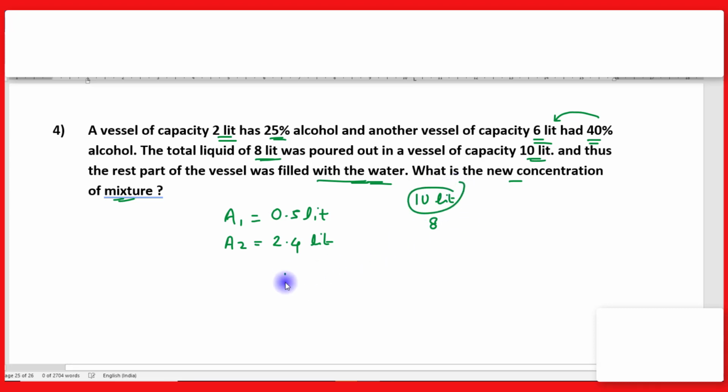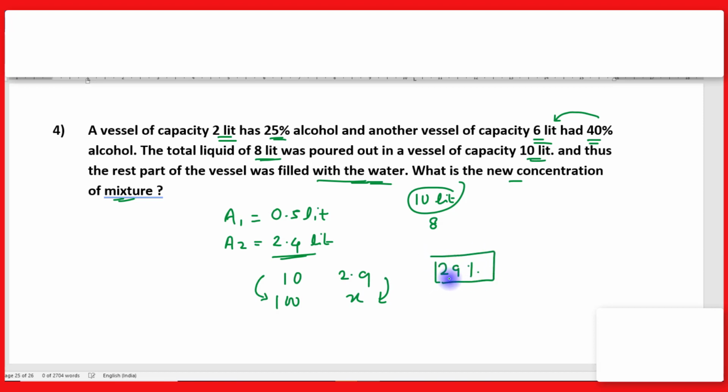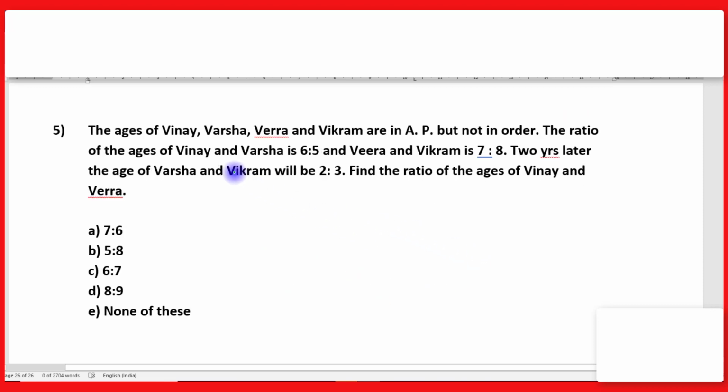So in 10 liter there is a total alcohol of 2.9 liters, the sum of these two. So in 100 liter how much alcohol will be there? This is 10 times more, so 2.9 should be 10 times more, so it will be 29%, and therefore in the new mixture there is 29% of alcohol. Let us see another question.